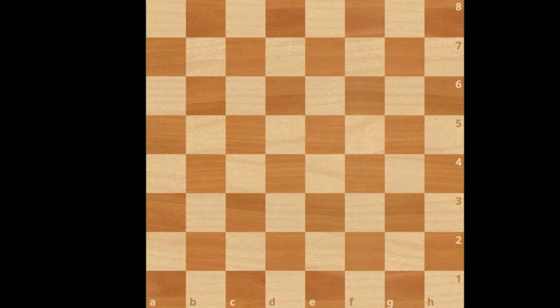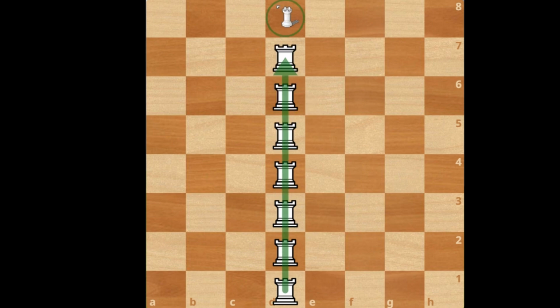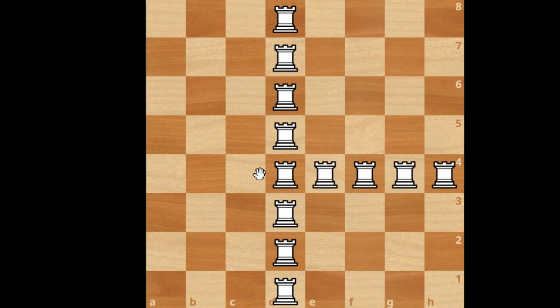Now, this is a rook. It moves in a plus shape. I'll show you. Wherever you see a rook right now, that's where this rook in a circle can move. The real rook is over here, but it can move in all of these squares.